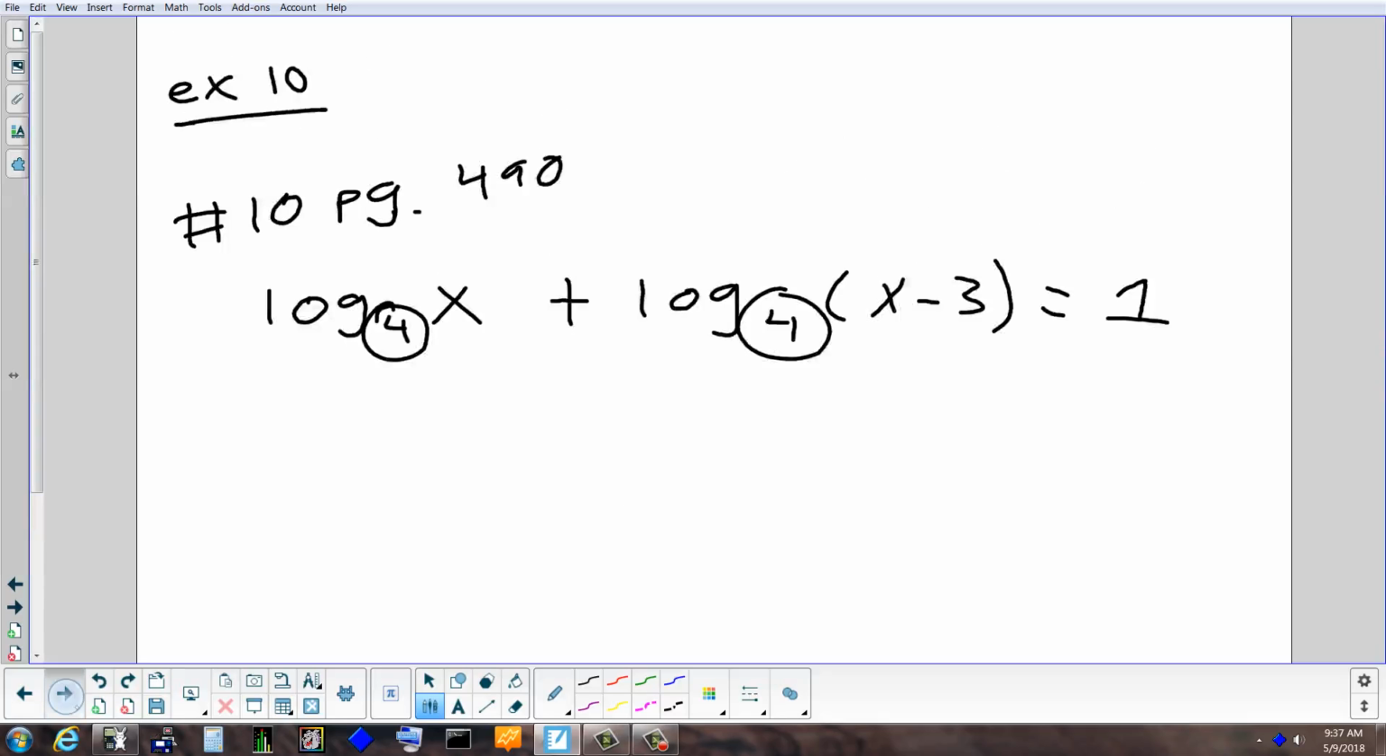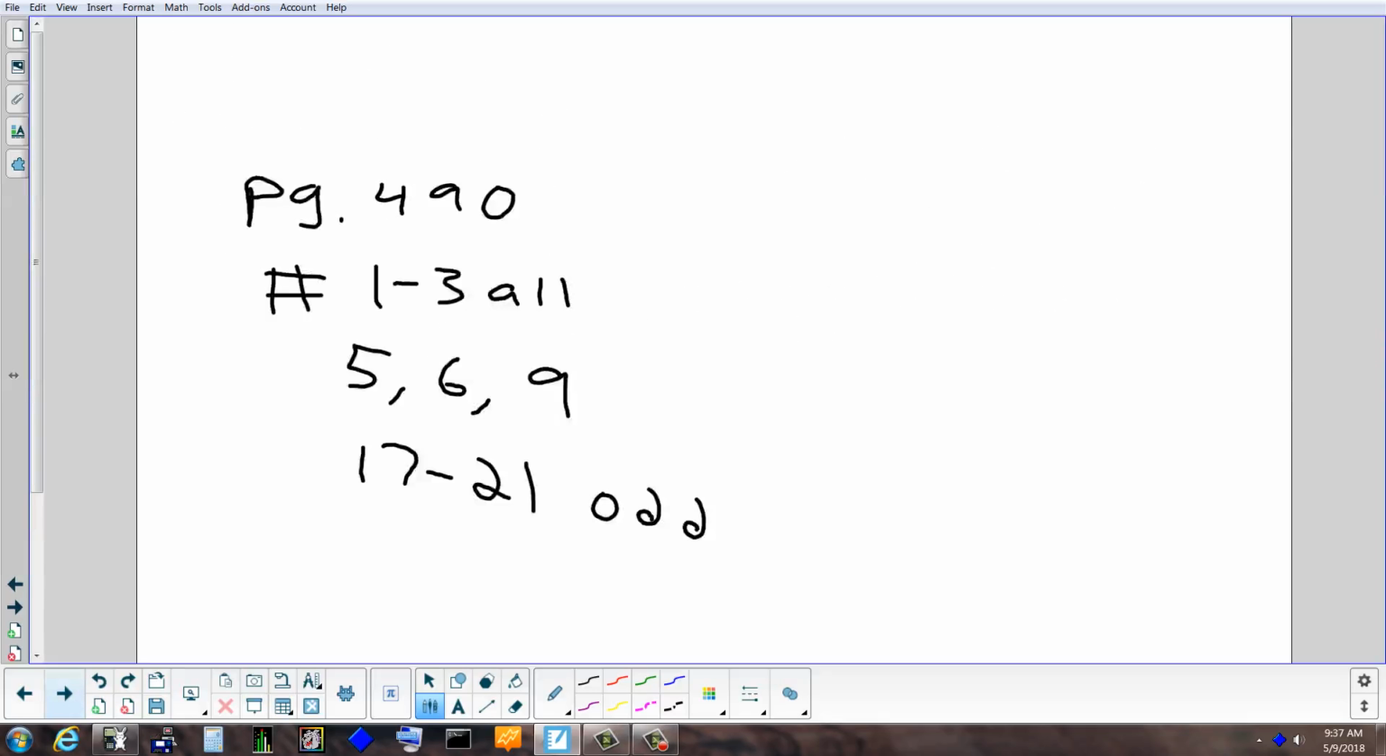All right. So the homework, just a few different examples of the types we did. So 1, 2, 3 all, 5, 6, 9, and 17 through 21. So 9 questions. Okay, on page 490.